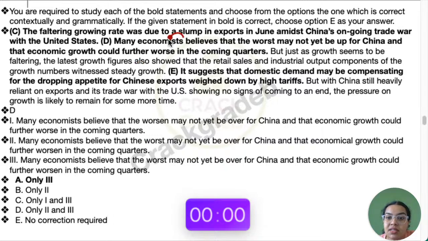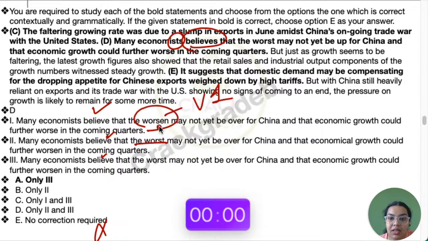Many economists, plural, believe. They believe, they believe, they believe. So this much is common to all options. There are many believe that the worsen is verb first form. Worsen, this form is verb form. That's why I cannot use it as a noun or an adjective with the. First is out. The worst may yet not be over for China, and that economic growth could further worsen in the coming quarters. So the third one again.